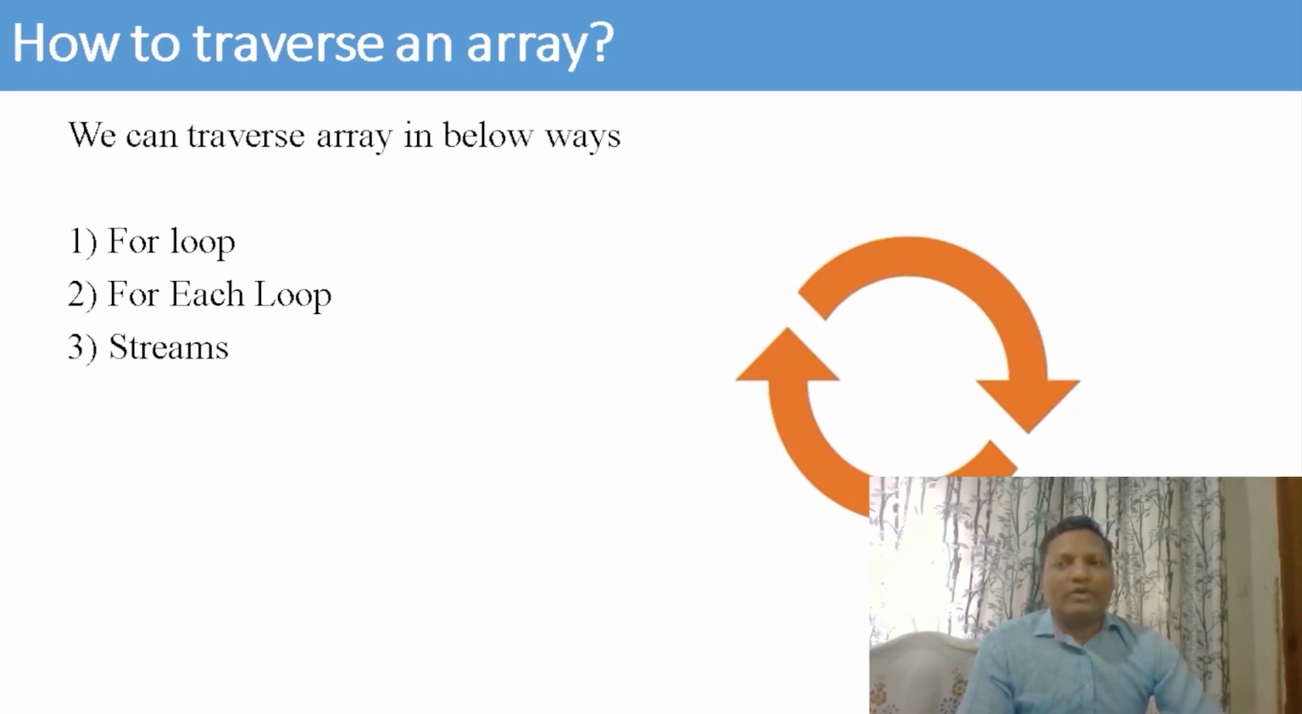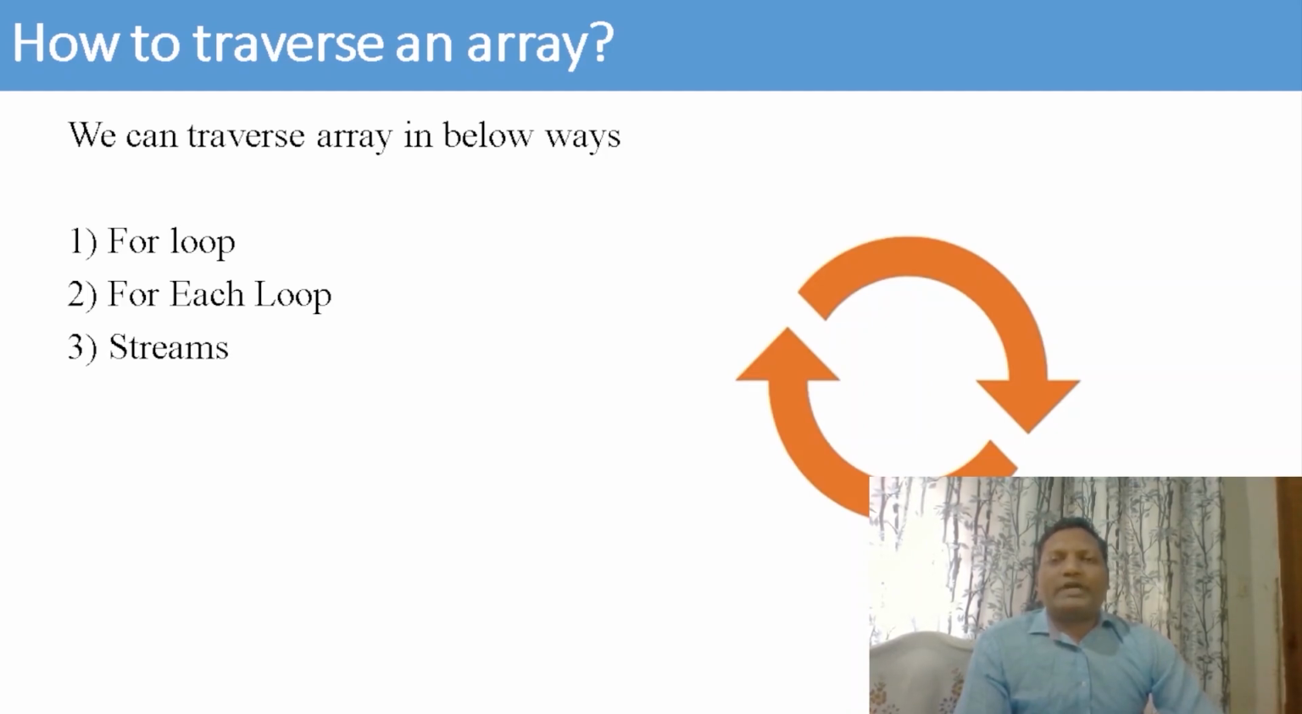How to access all the values of the array? Suppose the array has 100 values, how can we traverse that array? How can we retrieve the data from the array? We can retrieve the data from the array in multiple ways, by using a for loop. We can access the elements from the array by using a for each loop.